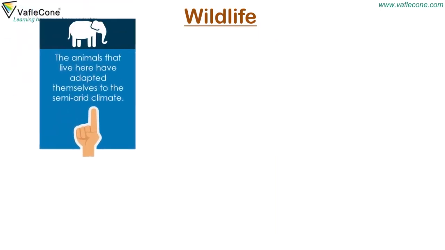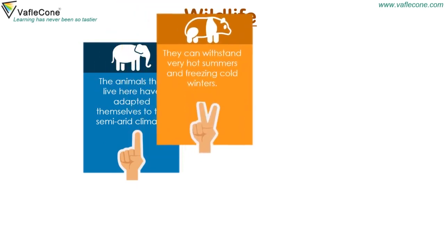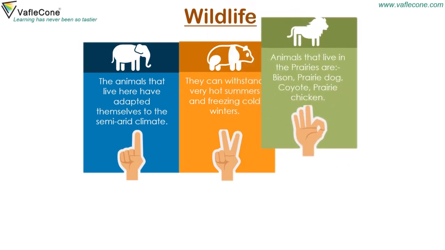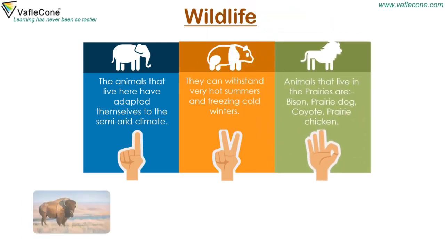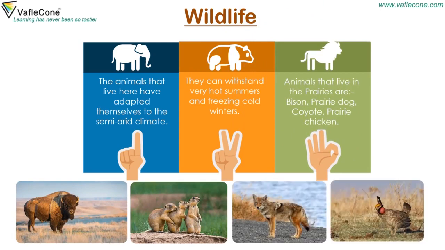Wildlife. The animals that live here have adapted themselves to the semi-arid climate. They can withstand very hot summers and freezing cold winters. Animals that live in the prairies are bison, prairie dog, coyote, and prairie chicken.